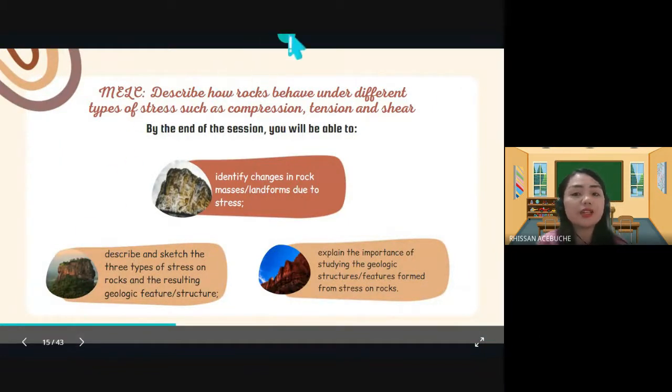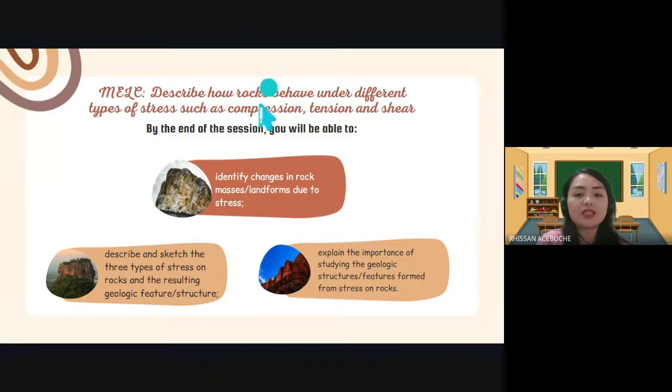So our discussion for today is related to that. It's another force that changes the rock's characteristics. So our goal for today is to describe how rocks behave under different types of stress, such as compression, tension, and shear. And by the end of our session, you'll be able to identify changes in rock masses or landforms due to stress.